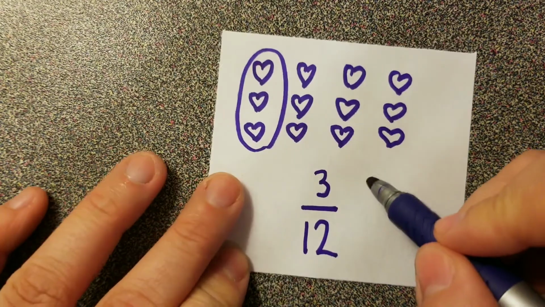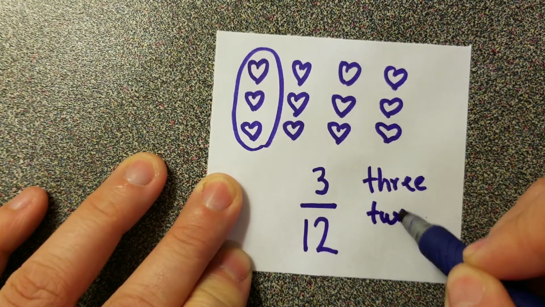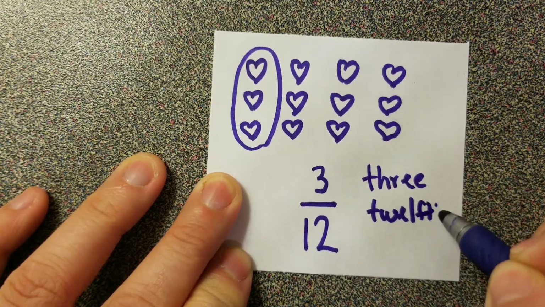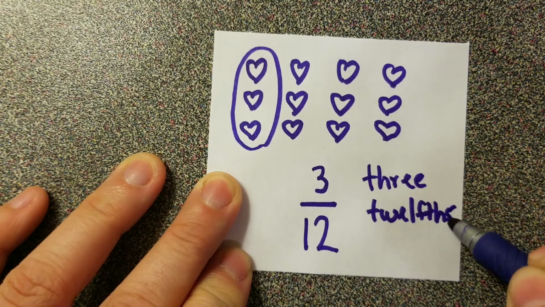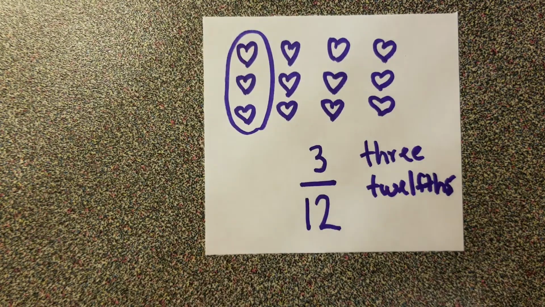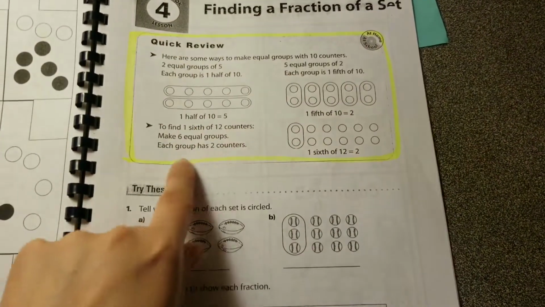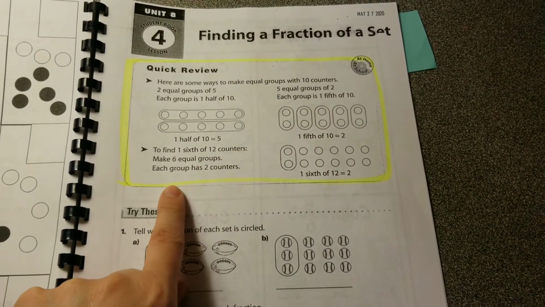So this we would write as 3/12. Remember that you can always look up here for a quick review that will help you.